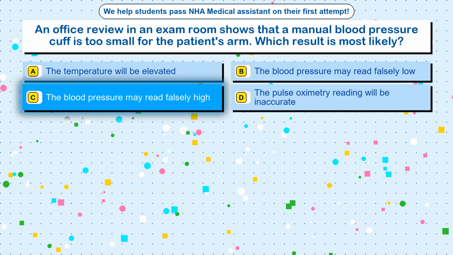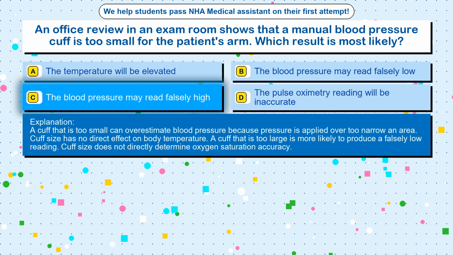The correct answer is option C. The blood pressure may read falsely high. A cuff that is too small can overestimate blood pressure because pressure is applied over too narrow an area. Cuff size has no direct effect on body temperature. A cuff that is too large is more likely to produce a falsely low reading. Cuff size does not directly determine oxygen saturation accuracy.